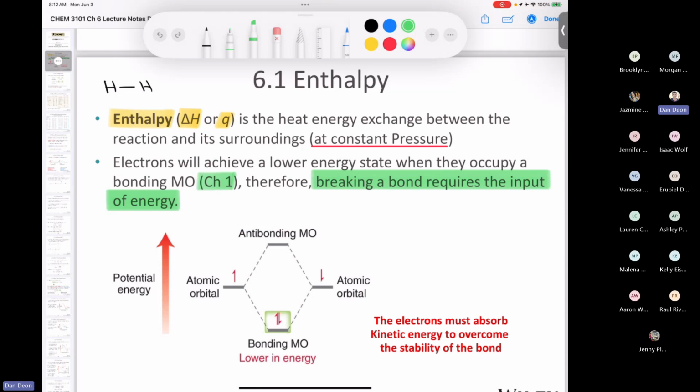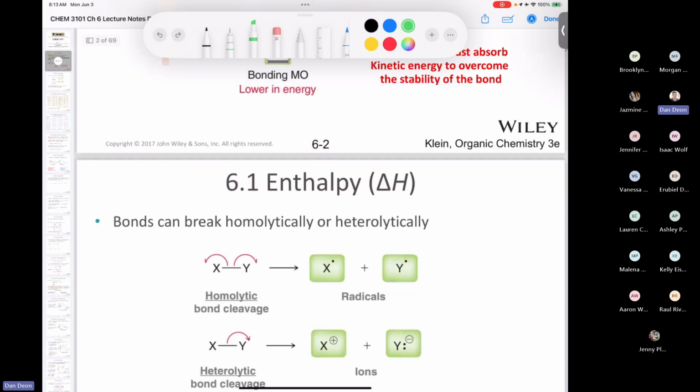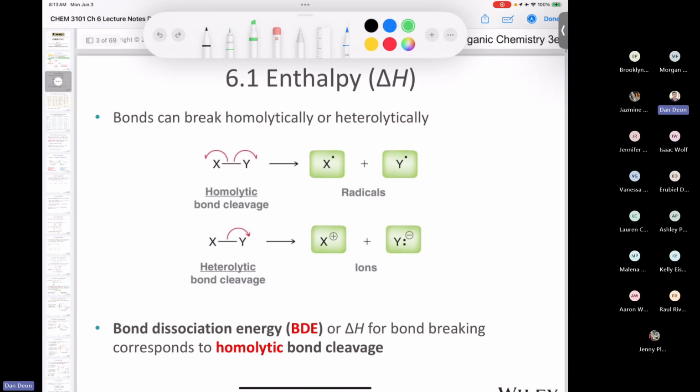So let's think about that. If it takes energy to break a bond, that means when you make a bond, energy is going to be released. And you see that here. We have the two unpaired electrons, and when they go into a bonding molecular orbital, it's lower in energy. And based on the laws of thermodynamics, energy can't be created or destroyed, so energy would have to be released overall. Now, when it comes to bonds breaking, I think you all follow me, yep, okay, breaking a bond requires energy. Good.